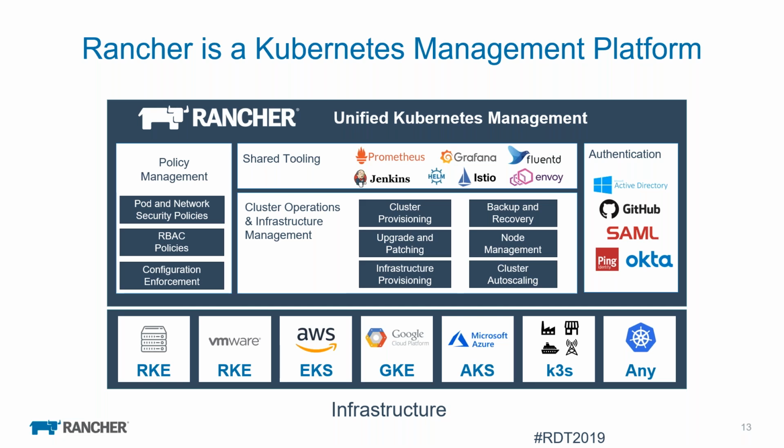Rancher enables you to easily turn on capabilities like Prometheus and Fluentd and Istio and Helm and Jenkins on your cluster so that you can access these curated implementations of open source projects. So that's what Rancher is.